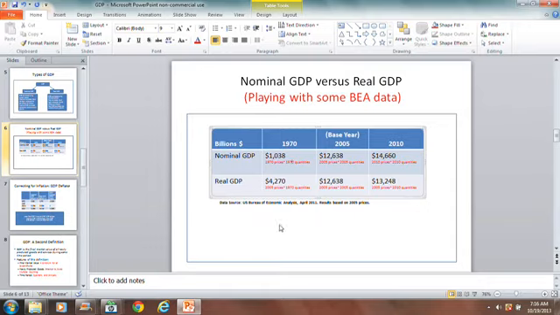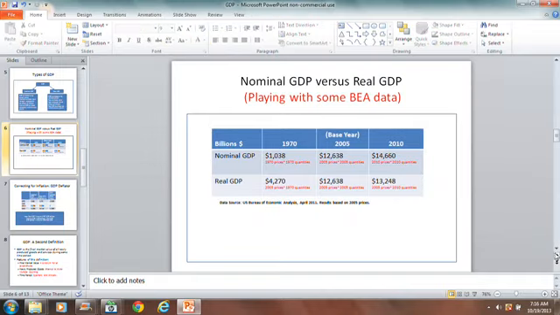Real GDP, on the other hand, you make prices constant. You use 2005 prices in every year's estimate. And so any change in the real GDP numbers will strictly be due to changes in quantity. So real GDP corrects for inflation, and so it's a better way of measuring growth. It's the real way of measuring growth.